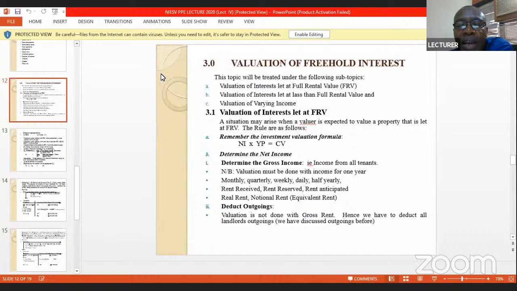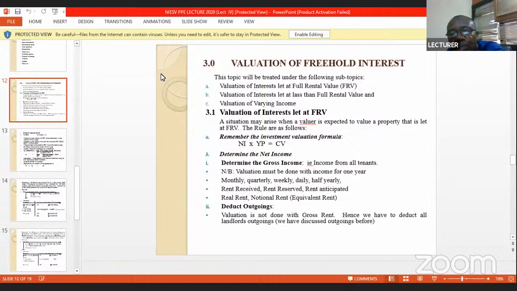For full rental value, the first thing to do is to remember the investment method of valuation formula, which says net income times YP is equal to capital value. I believe you guys are conversant with that type of formula. So when you are asked to value a property, the first thing to do is to determine the net income.